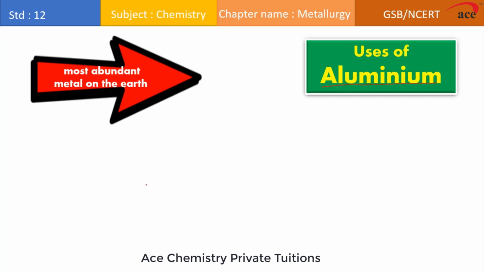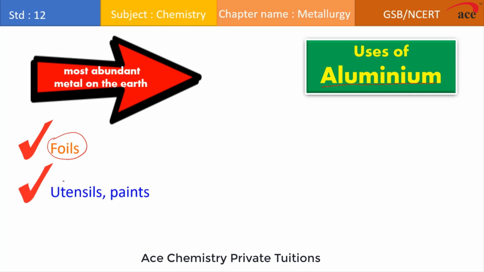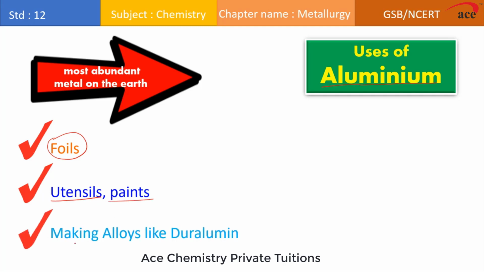So if you check the uses of aluminium metal, it is used to prepare foils because of its high malleability. It is used to make utensils, aluminium paints, and also alloys like duralumin. Because of all these uses, aluminium is very important for us, and it is very important to know about the science of extraction of aluminium.